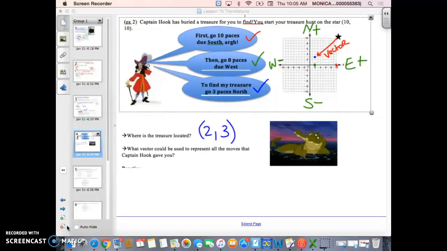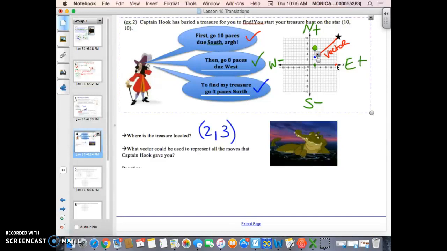So if you followed Captain Hook's rules, you should have seen that the first step was to go due south, which put you here, then you went west. Please note that west and south are also what we call negative directions. So if you see a negative sign, you're going to go left or down. And if you see a positive sign, you're going to go north or east. And so you should have ended up at the blue dot right here.